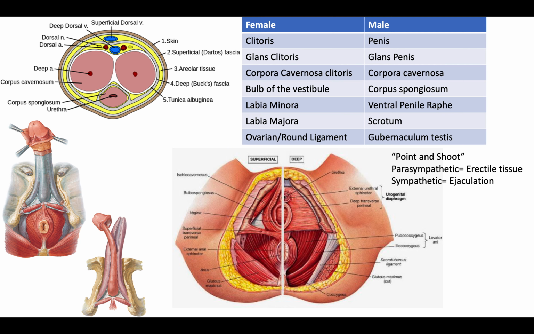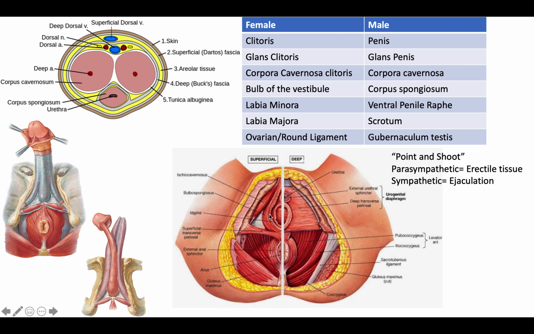And now this is another big thing that's very important to understand, and for sure significant for boards later on, is understanding the male to female homologs. As you can see, it's probably hard to discern from this picture, but you can kind of see how your perineal muscles are very similar for females versus males.